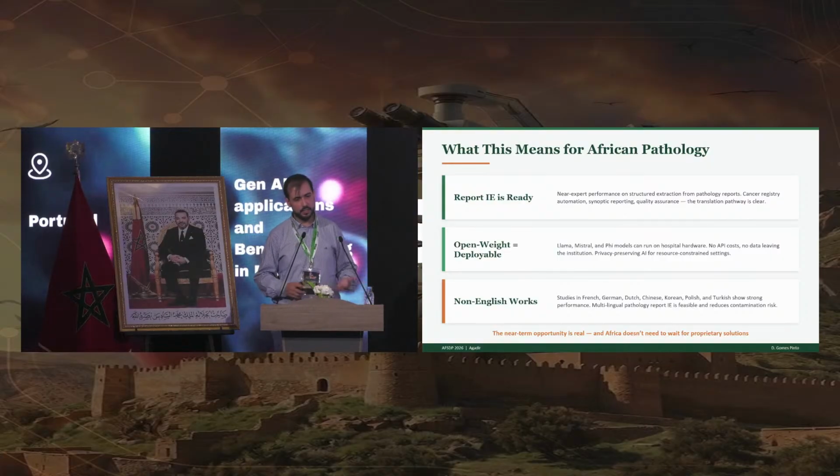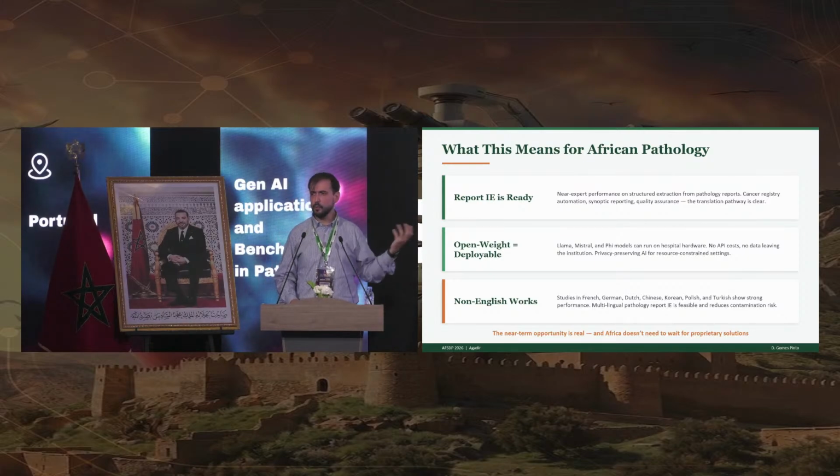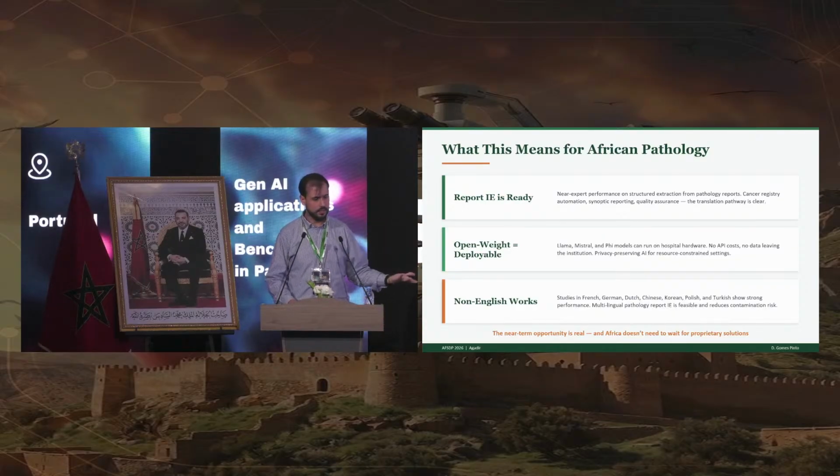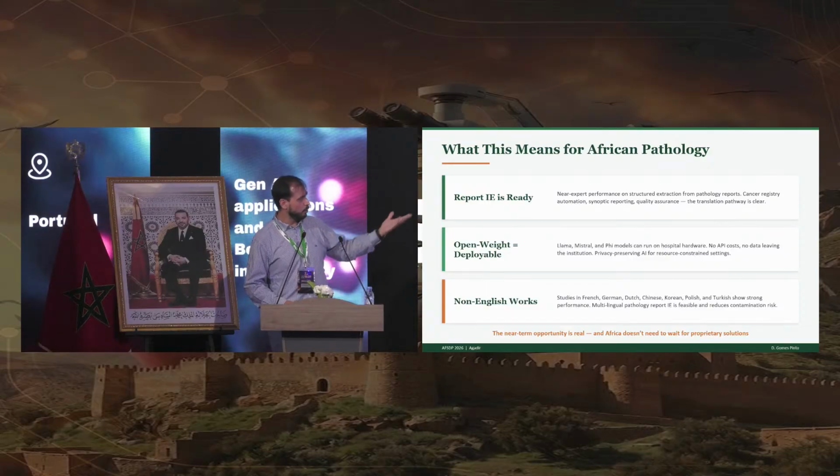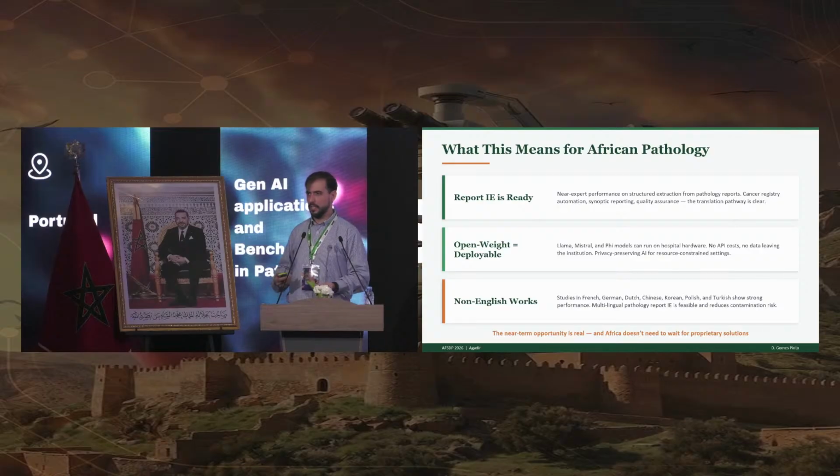So, making just a brief bridge on what all of this means for African pathology. I think report information extraction is ready. There is near-expert-level performance, and this can be useful in several contexts, as we have seen. This can be done with smaller models if they are fine-tuned. So this is quite good. Furthermore, open-weight, open-source models can have very good performance in these text tasks. We have discussed not vision, but text.